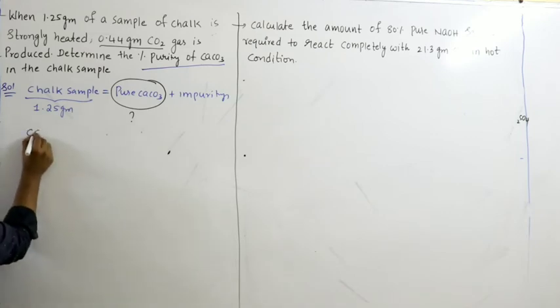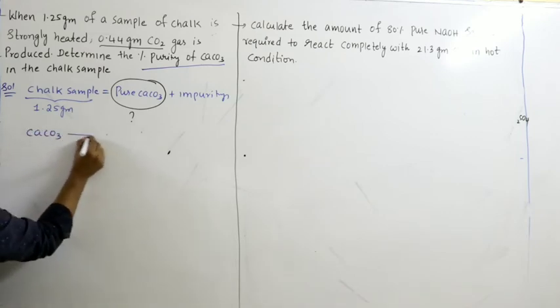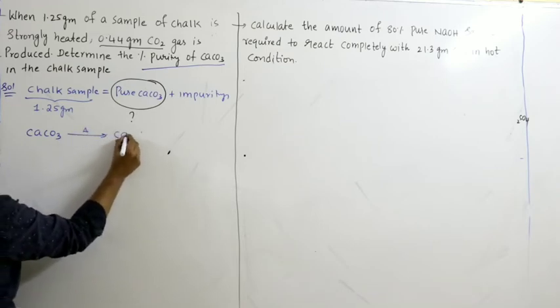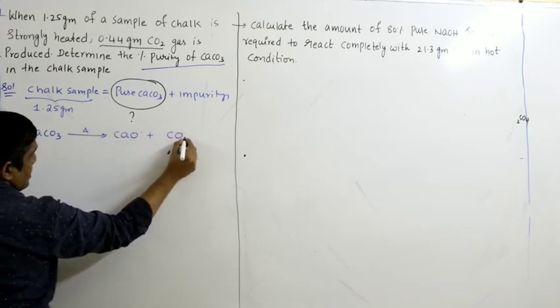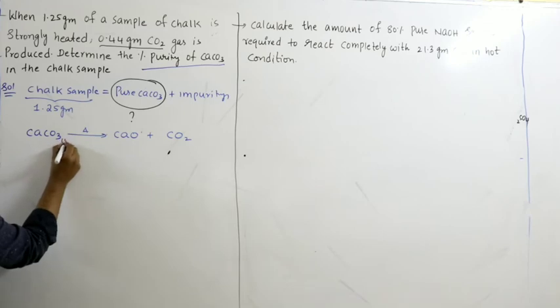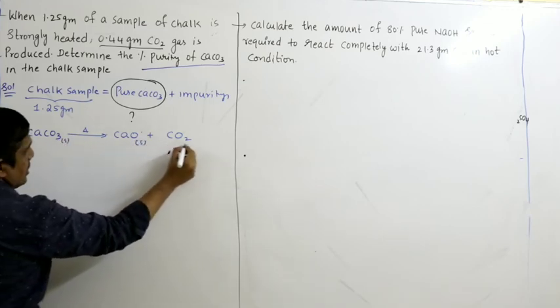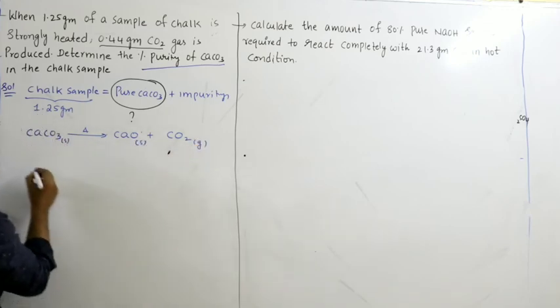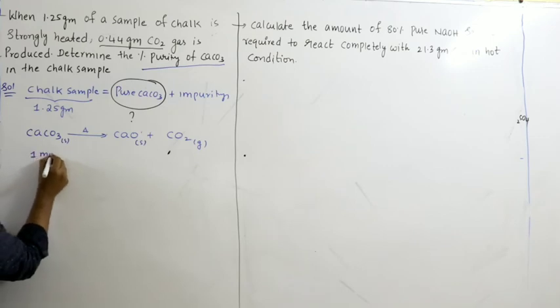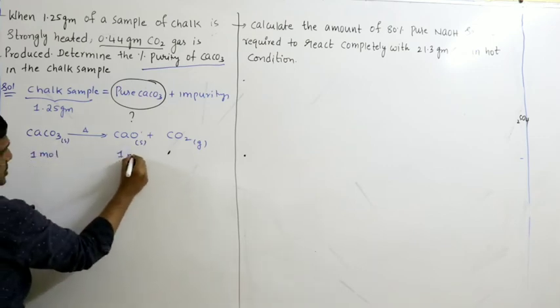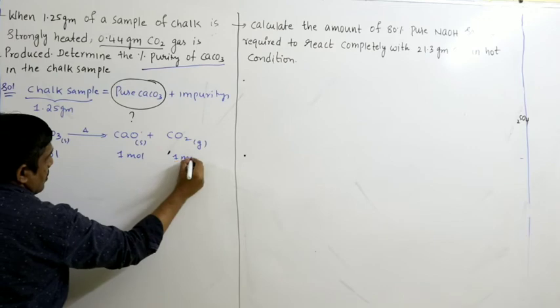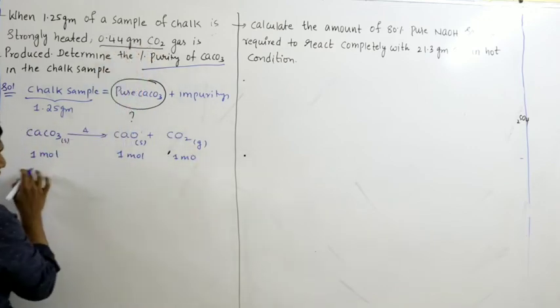How does CaCO3 give CO2 gas? Calcium carbonate on strong heating gives CaO plus CO2. So this is solid, this is also solid, whereas this is gas. So upon writing the balanced equation and writing the mole ratio, mass is given. We also require mass.